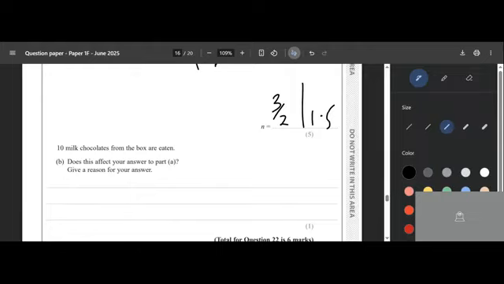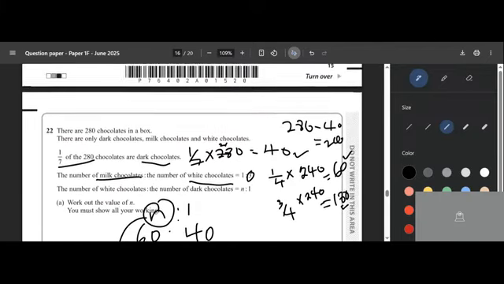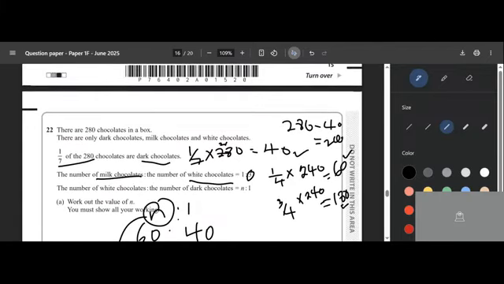Now 10 milk chocolates from the box are eaten. Does this affect your answer in part A? So 10 milk chocolates are eaten. If you eat 10 milk chocolates, it's going to make it 50. Right? It's going to make it 50.